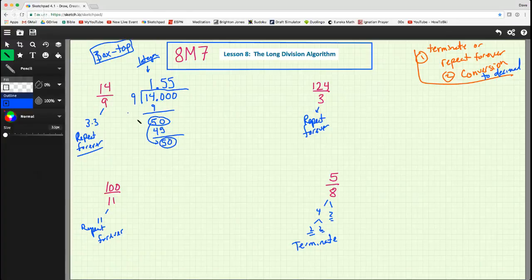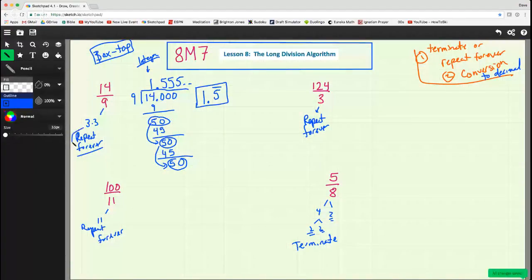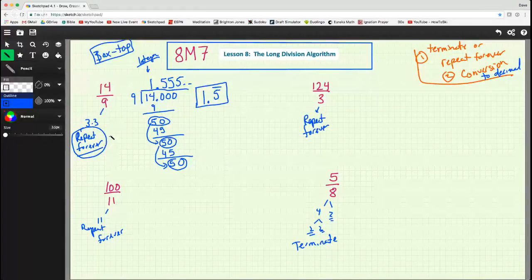We know it's going to repeat because we can test it and keep going. Because we keep getting the same number here, we're going to keep getting the same number up here. So we get 1.5555 and so on, which can be written as 1.5 with a bar. And so we did correctly get a repeat forever answer, which we predicted because we didn't have just 2s and 5s in our denominator. Here's our repeating forever pattern, 5.